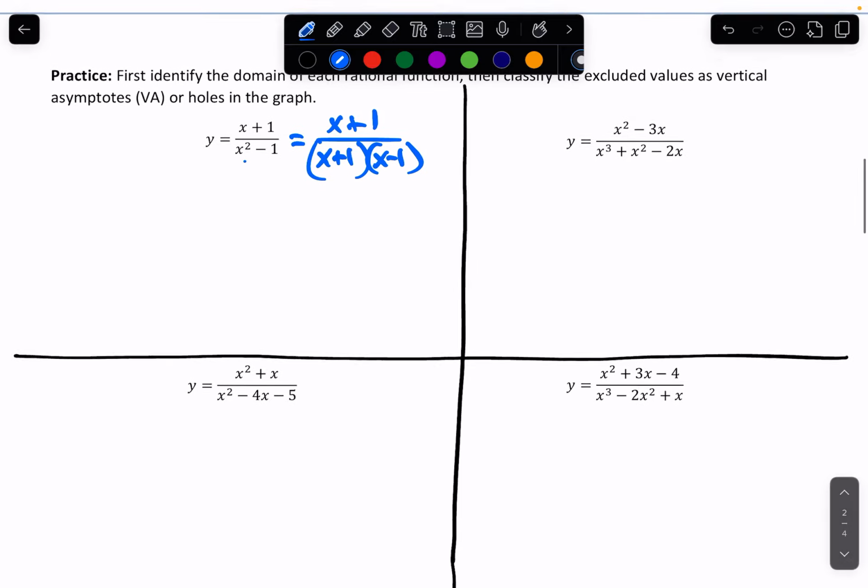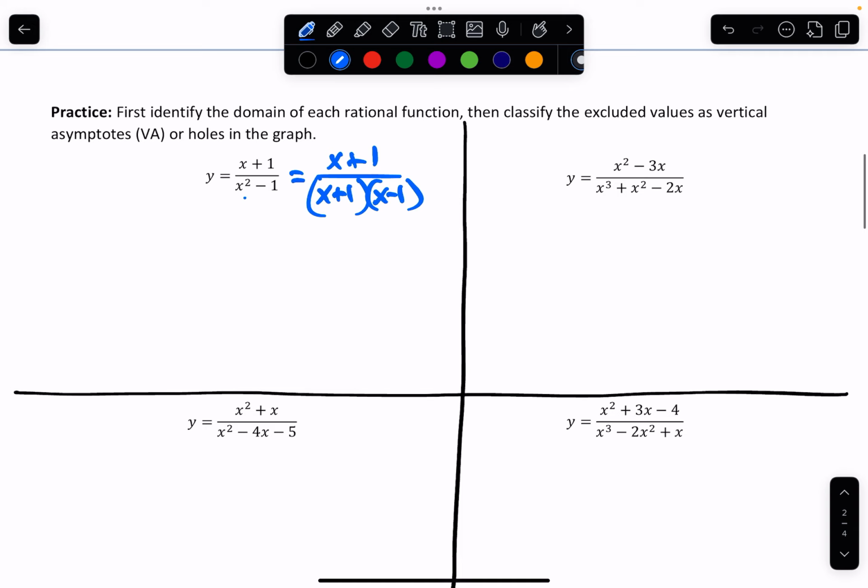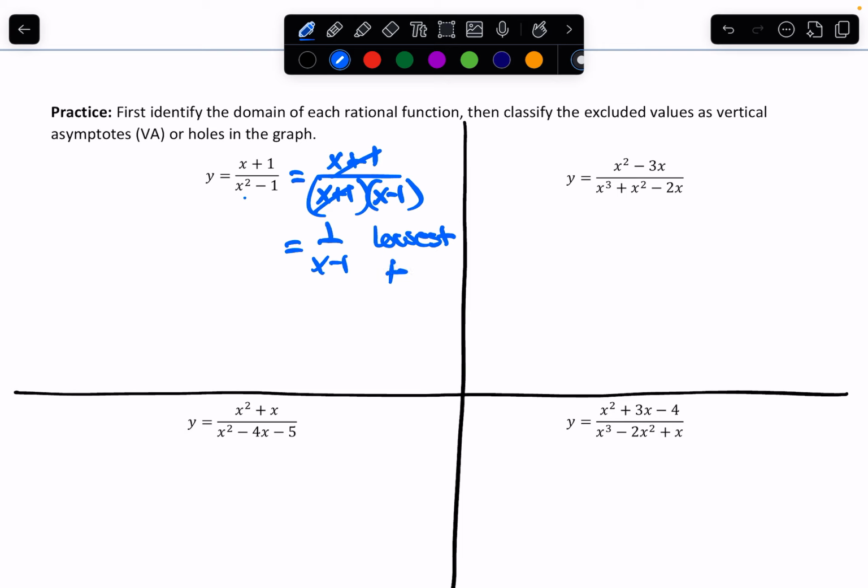And now we can cancel the x plus 1. So we end up with 1 over x minus 1. So this is at its lowest terms now. So what did we do? We factored. Second, we're going to find the domain.